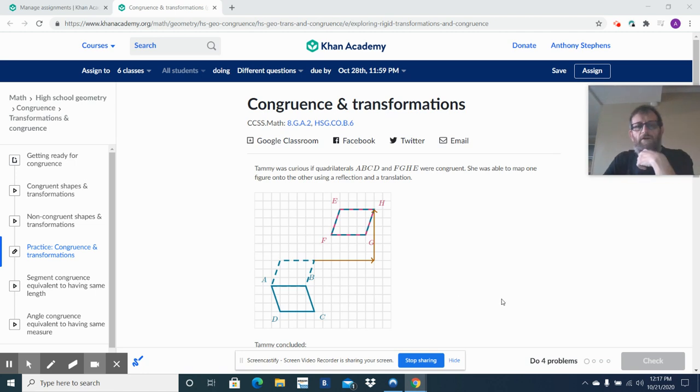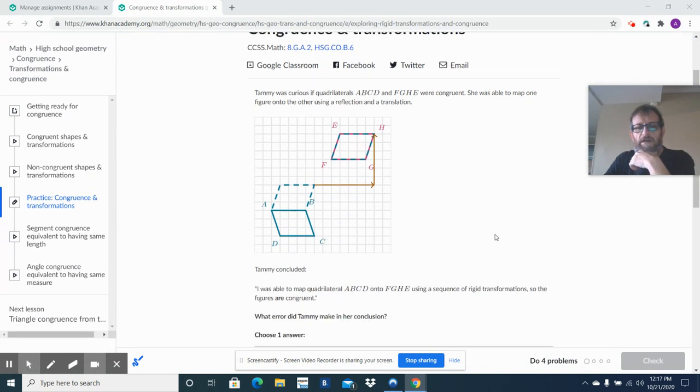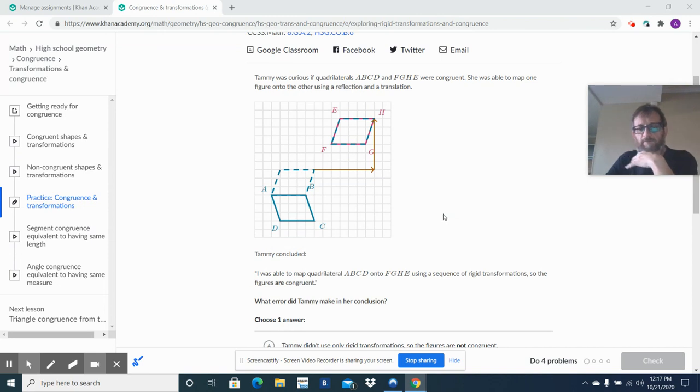Hey guys, so I thought I'd do the congruence and transformations homework that's due on the 28th coming up. I thought I would do that one for you just so you can see me work through it again. I'm doing this cold, so I haven't watched any of the videos. I haven't done any of the homework assignment. I'm just coming in and doing it and seeing what you think.